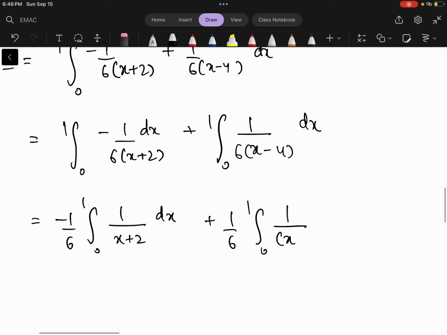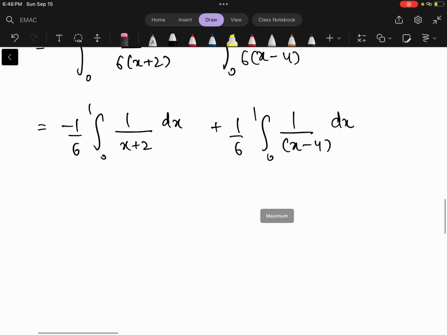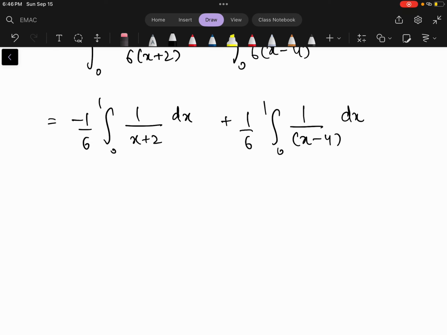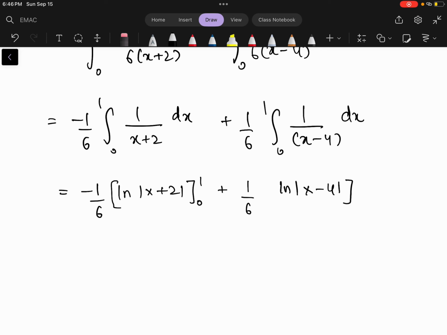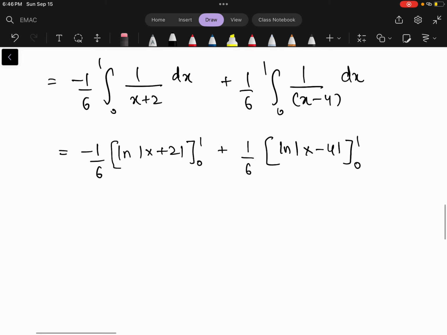So that's 1 over x minus 4 dx, and that would be negative 1 over 6. The integral of any function of the type 1 over x whatever is the natural log of x in a mod sign plus 2. And since this is a definite integral, we still have to evaluate it from 0 to 1. Same thing here: natural log of x minus 4 evaluated from 0 to 1.